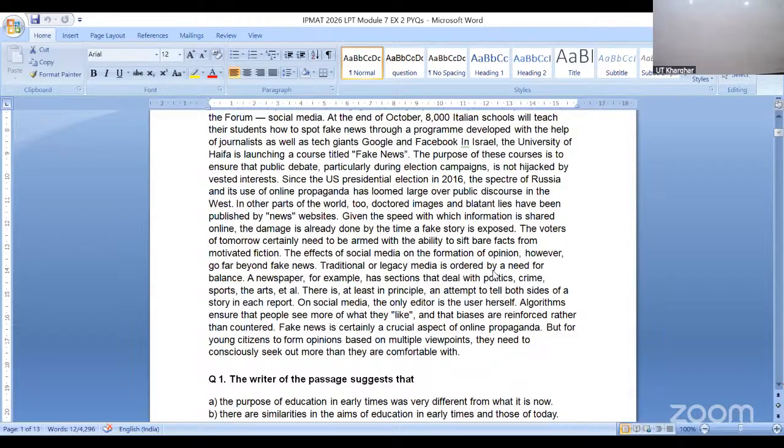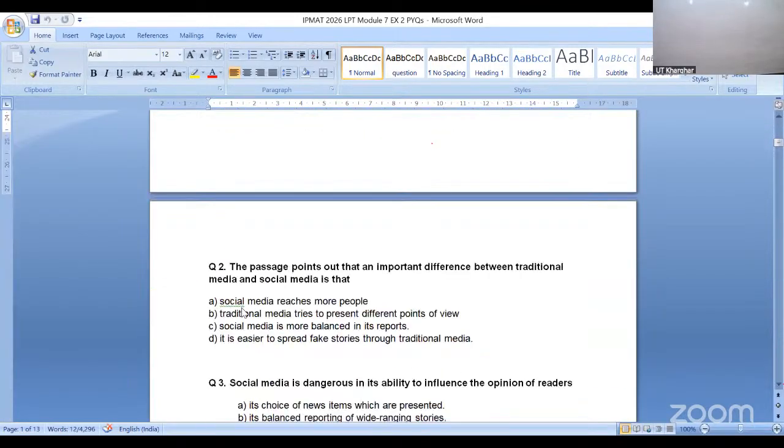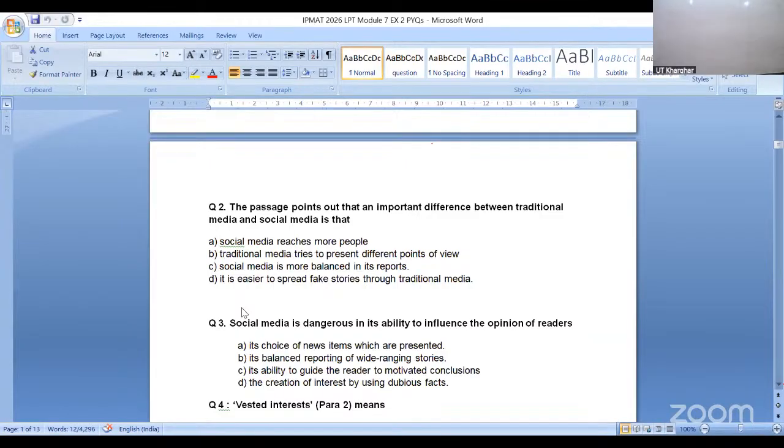Traditional legacy media is ordered by need or balance. A newspaper, for example, gives you that. On social media, the only editor is the user itself. Algorithms ensure that people see more of what they like. Now, fake news is certainly a crucial aspect of online propaganda, but is it giving us the difference? The question is an important difference between traditional media and social media. So, what is the difference?